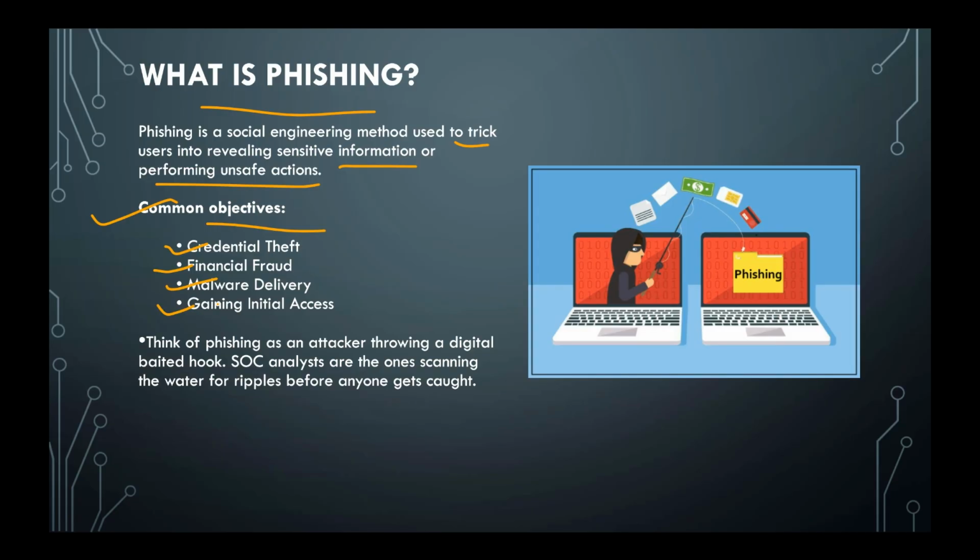So phishing is like a digital baited hook. Bad guys throw out messages that look legit, like from your bank, boss, or delivery services, waiting for someone to bite it. So SOC analysts are like lifeguards on this beach. They are scanning the water for ripples, spotting the bait before someone gets caught. So always pause and think, was I expecting this message? Does the link look weird? Is someone rushing me to act?